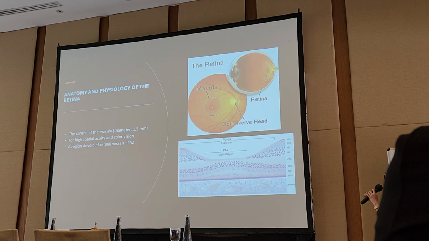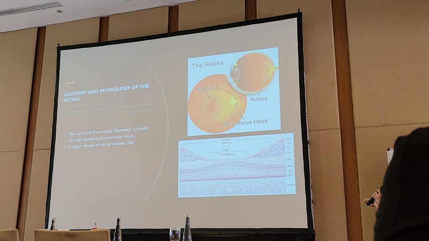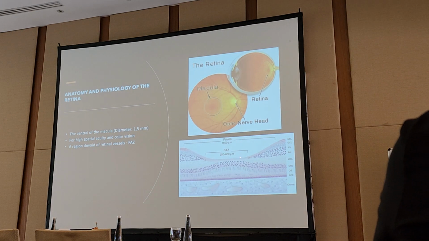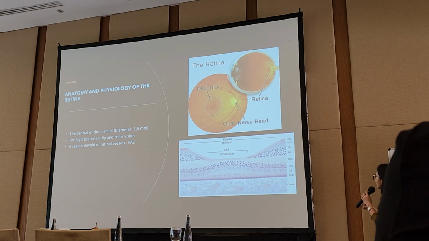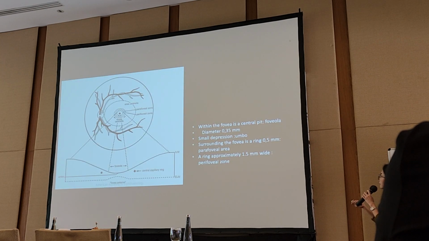Inside the macula, at the fovea, there's the foveal avascular zone, ranging around 250 to 600 micrometers, where you cannot find any vessels, as you can see on OCT angiography. This is a more detailed scheme of the macula. You have the area centralis, the perifoveal zone, and then the fovea. The central part here, we call the umbo.